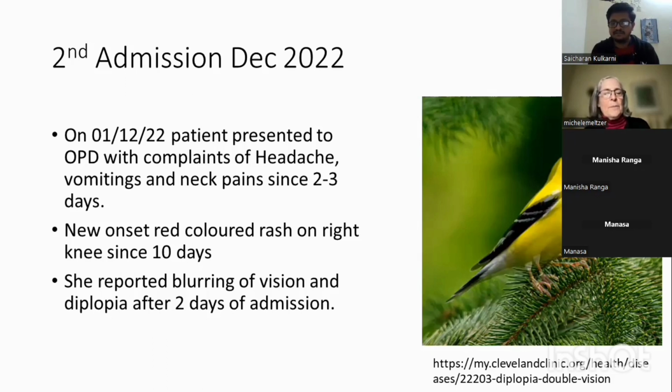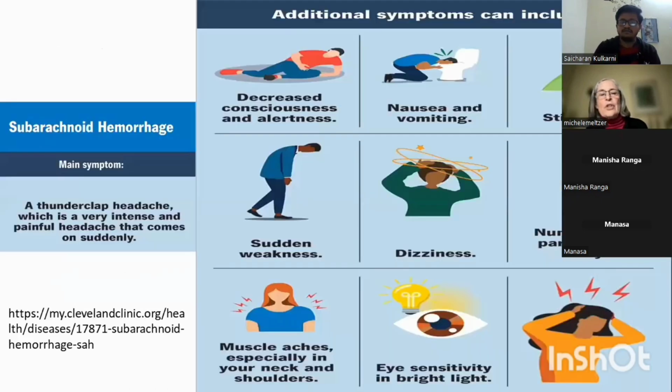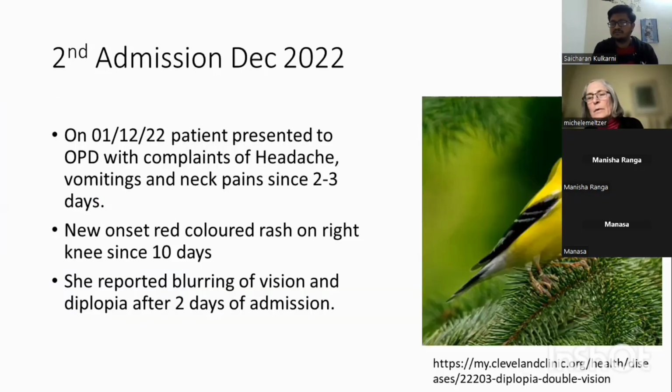Okay, so then she comes back with headache, neck pains, and blurring of vision, ma'am, and diplopia. Was she still taking the prednisone? Yes, ma'am. Prednisone dose was, currently she was on 20 mg twice daily, ma'am, around 40 mg per day. And she was still on the azathioprine and the hydroxychloroquine? Yes, ma'am. Okay.